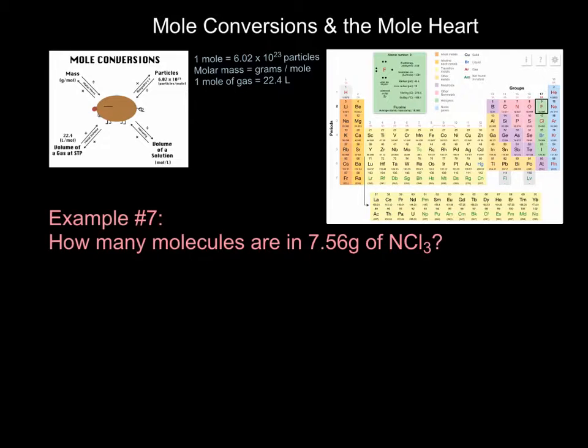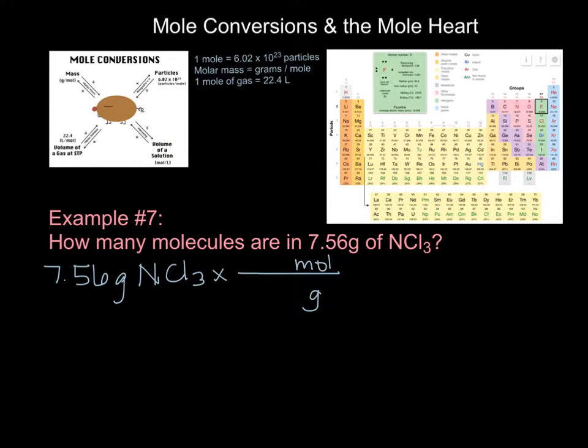So using my mole heart, I know this is going to be a 2-step conversion. But the process is going to be very similar to what we've been doing. Start with what you're given, because we're still using the factor label method. So 7.56 grams of NCl3. And our first conversion, I know I'm going to be going from grams to moles. So I have to convert to moles first. So my grams are going to go on the bottom and my moles on the top. And 1 mole of NCl3, I need to find my molar mass.